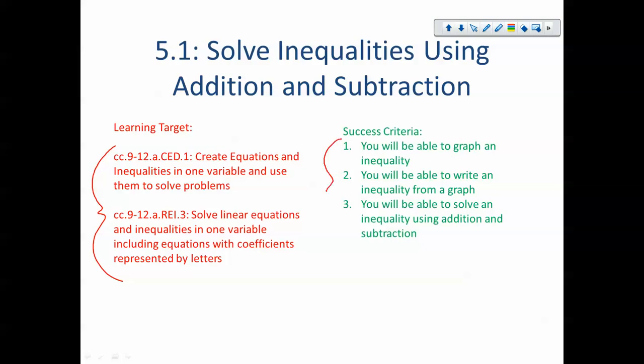These are the three things that you're going to be accomplishing in this lesson. You're going to be able to graph an inequality. You're going to be able to write an inequality from a graph. So you're going to go back and forth between 1 and 2. And then you're going to be able to solve an inequality using addition and subtraction. So, let's jump right into it.